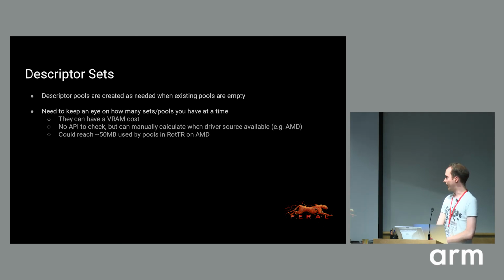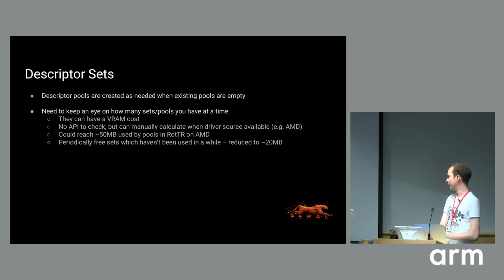We looked into this in Rise of the Tomb Raider, and found we could reach around 50 meg peak VRAM usage for descriptor pools, which is getting a bit high, so we looked into seeing if we could reduce this. We made it so that we periodically clean up old descriptor sets which we haven't used in a while. Doing that brought the peak usage for descriptor pools down to around 20 megabytes, which is quite a bit better.